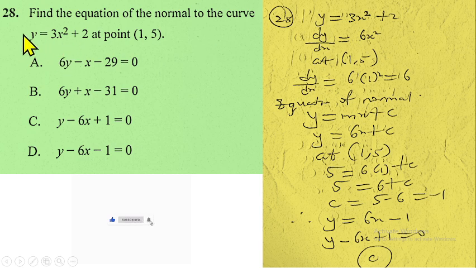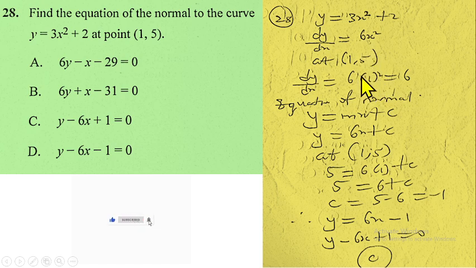So you can find the gradient of this curve, which is y equals 3x squared plus 2. If you differentiate y with respect to x, which is talking about the gradient of the curve, that will give us 6x. Sorry, that's a mistake earlier. If I differentiate this, it shouldn't be 6s squared, it should be 6x rather. So that's a mistake, but nevertheless, it will still give us the same answer.